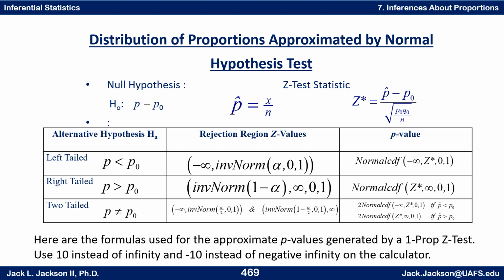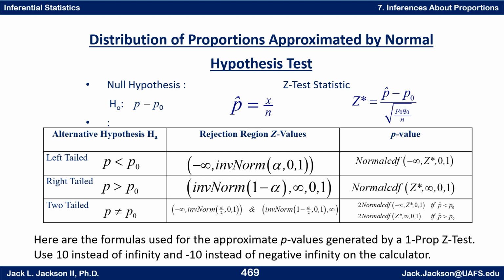So anyway, if it's left-tailed, we're doing a critical value of inverse norm of alpha, and to the left of that is the critical region. And to find the p-value, we take our test statistic and we find the probability to the left of that, which should be normal CDF. Well, we can just type in negative 10 to z star, 0, 1.